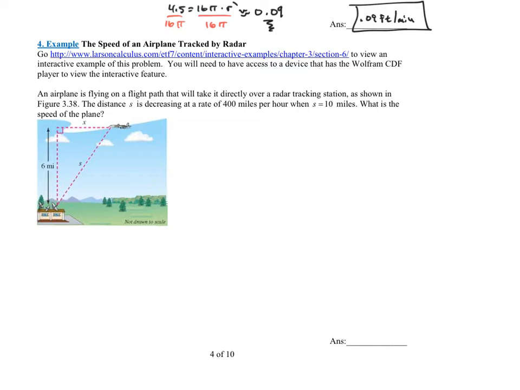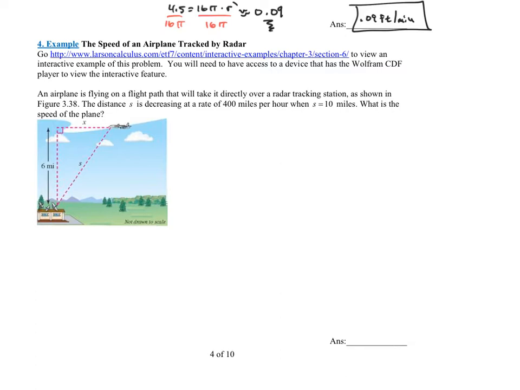Now, if they want to know the speed of the plane, we have to take the absolute value of the answer. So let's say we got something like negative 300 miles per hour. That doesn't mean that it's traveling at negative 300 miles per hour. That means it's getting closer and closer to the station at 300 miles per hour. So the speed would be 300 miles per hour.